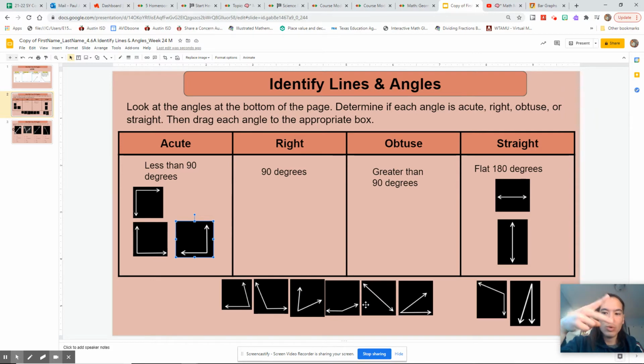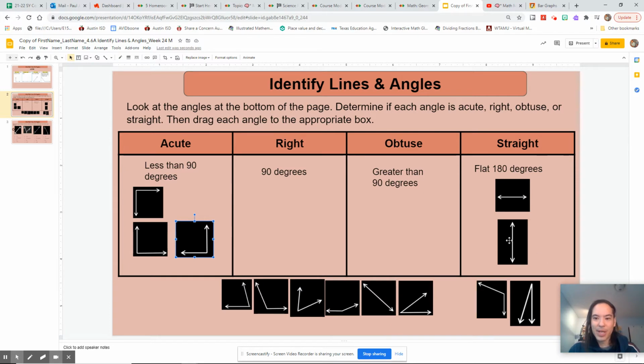And then an obtuse angle. I can't even make it with these two fingers. An obtuse angle is the one that looks like the chair that's been broken by the giant. So if we find an angle that is larger than 90 degrees, we're going to put it in the obtuse section. And then also, I just saw another straight one. Did anyone else see another straight one?